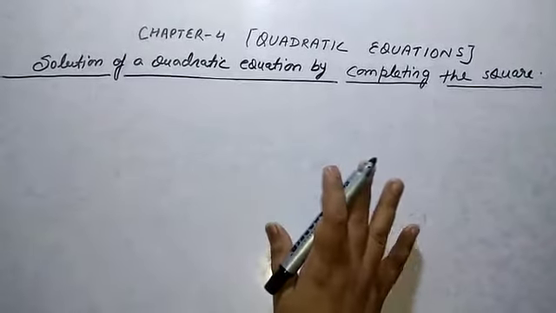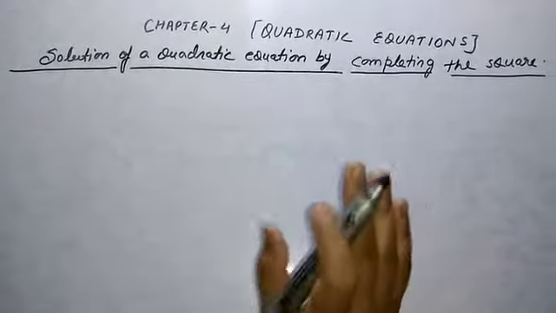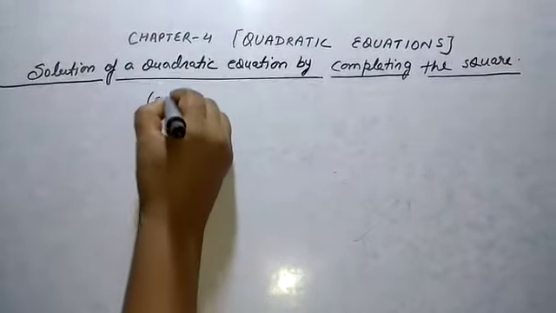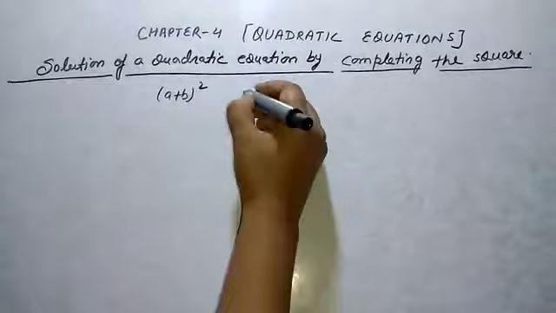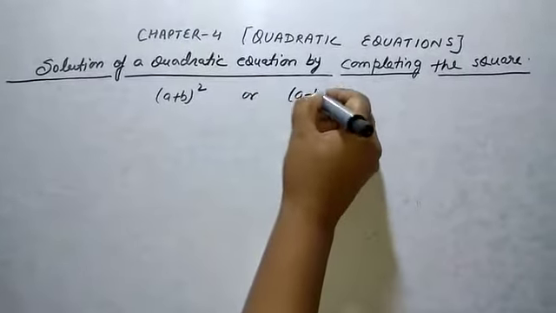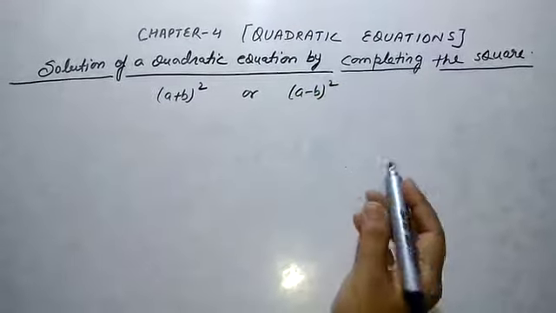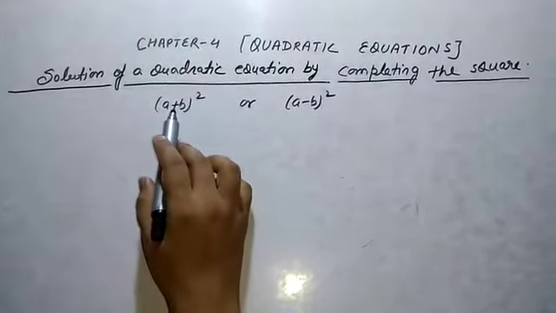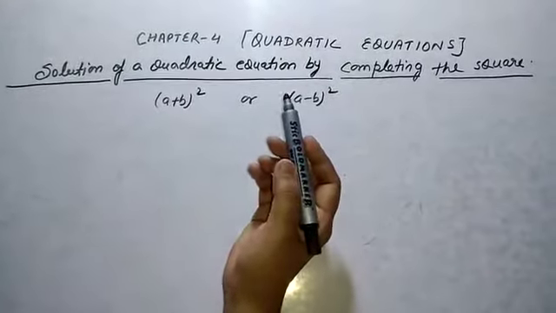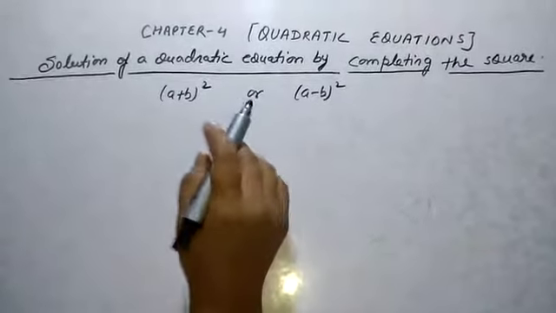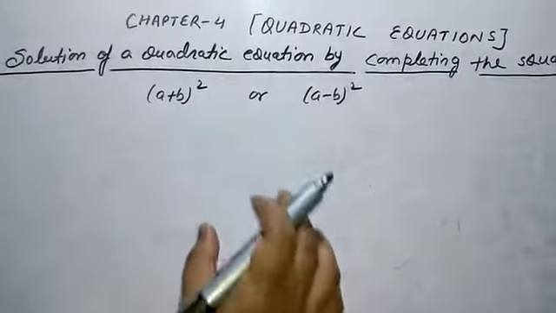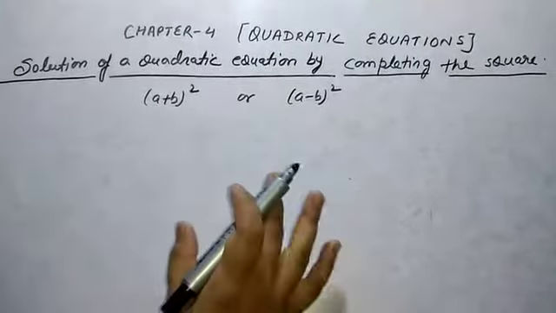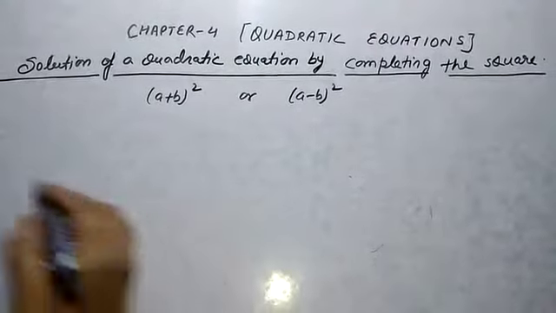See, in this method, our aim is to convert the equation in the form of a plus b whole square or in the form of a minus b whole square, so that after converting the equation in this form, we are able to find the value of x. So, at first I am telling you what are the different steps, and after that I will solve one question with the help of these steps.